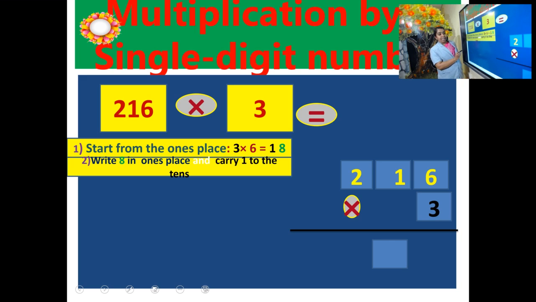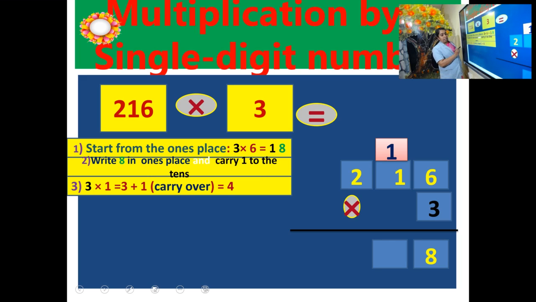So 8 in the ones place, then 1 as the carry over. Clear? Then what is the next step? The ones into ones is completed. Then you have to multiply 3 and the digit in the tens place of the first number. Which digit is in the tens place in 216? Yes, 1. 3 into 1 is 3 itself.